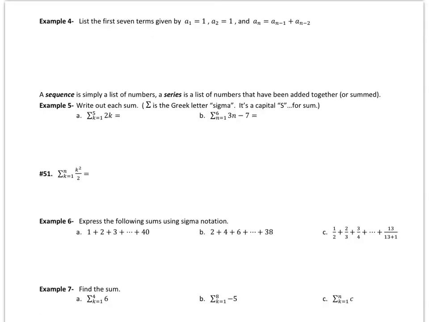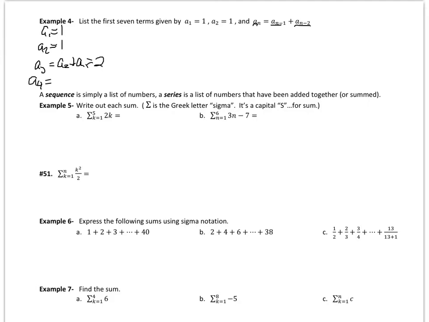Okay, so let's work with example 4 here. Now it wants the first 7 terms. The nice thing here is we're already given the first 2 terms. So we know a sub 1 is 1. We know a sub 2 is 1. Now what is a sub 3? A sub n equals a sub n minus 1 plus a sub n minus 2. So then a sub 3 is equal to a sub 2 plus a sub 1. So what does that equal? That equals 2, correct.